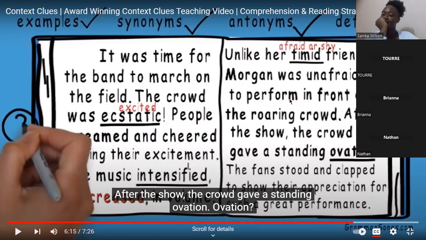Miss, could you repeat the question? I was asking the type of context clue that was used, because Brianna said ovation means applaud. That's what you said, Brianna? Yes, miss, a standing applause. Right. So I wanted you to tell me the context clue that was used that allowed Brianna to be convinced that she's correct.